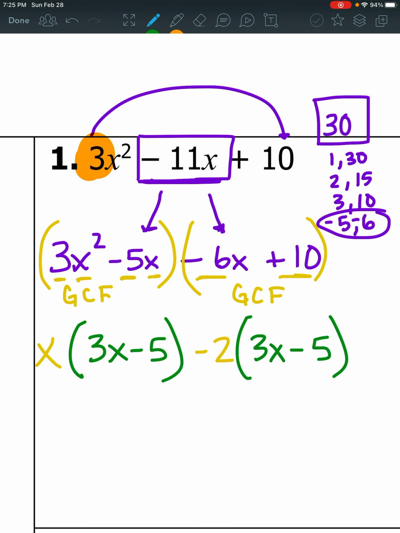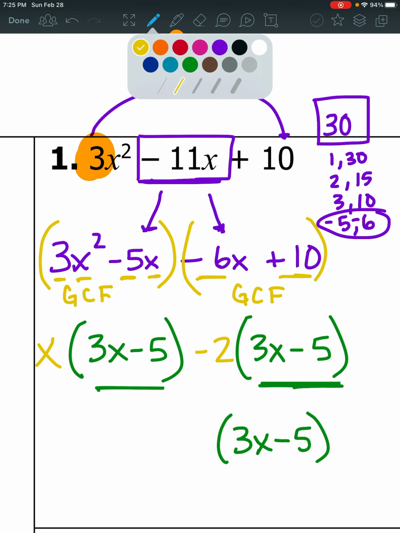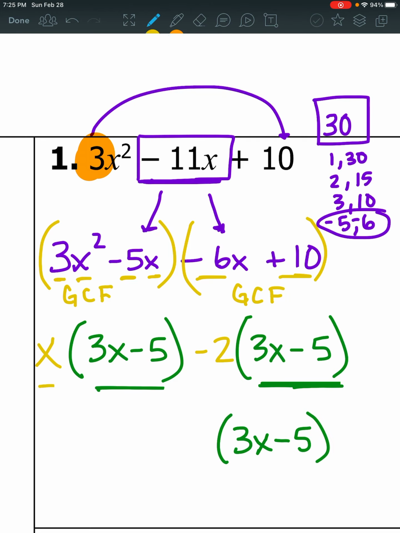Now, I want you guys to see what just happened. What's in green here, after we pulled the GCF from each of those, are what we call the twins. The twins, that is one of the two binomials. So one of the binomials is 3x minus 5. The other binomial is created from the GCFs. So x, and since we pulled out a negative 2, if you ever have a negative in there, you want to pull it out. So the x minus 2 is the other binomial.